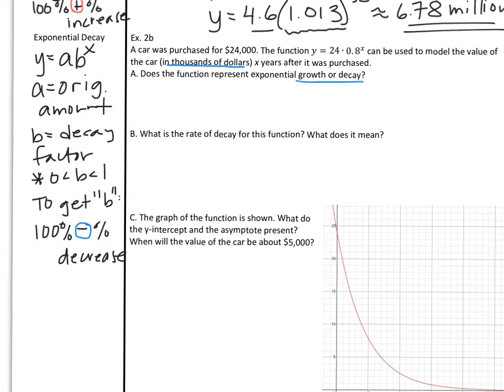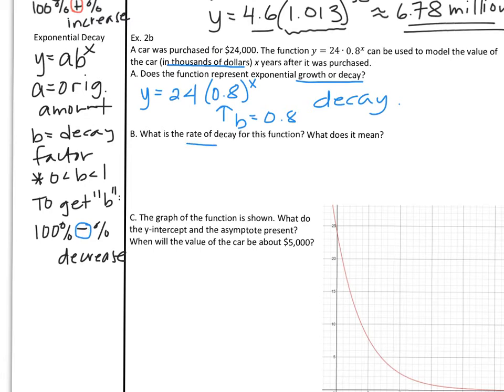If we look at our function, we have y equals 24 times 0.8 to the x. Notice our factor on the inside is 0.8. So that means it's less than 1. Because of that, this would be a decay model. Pretty easy. That means over time the car will lose value.